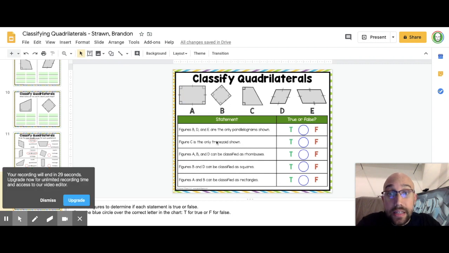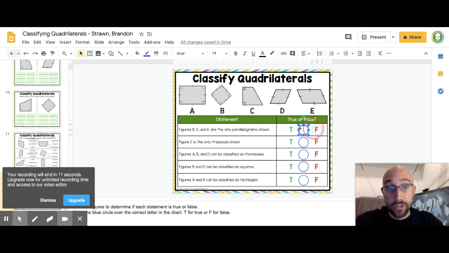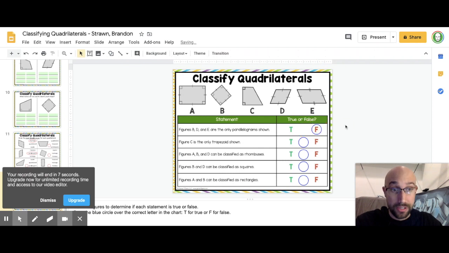Yes. D, is that a parallelogram? Yes. E, is that a parallelogram? Yes. But now let's see, what about C? Is that a parallelogram? Definitely not. And what about A? Yes. A is a parallelogram. So we would therefore drag the circle over to the F. That is a false statement. And then you can keep going from there. Finish this, and then you can just share it right back with me.